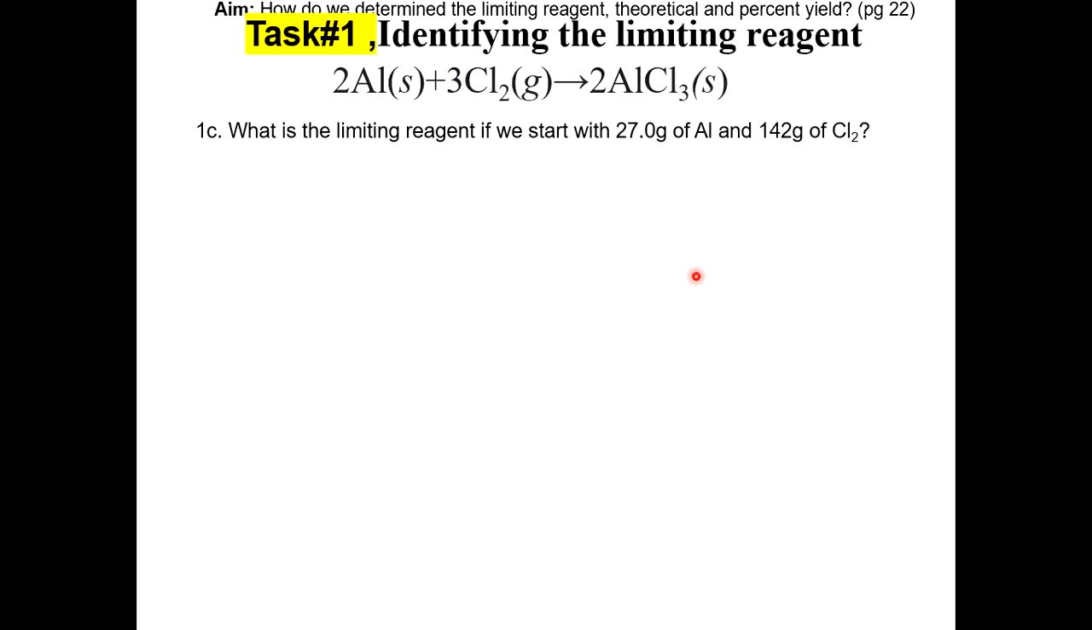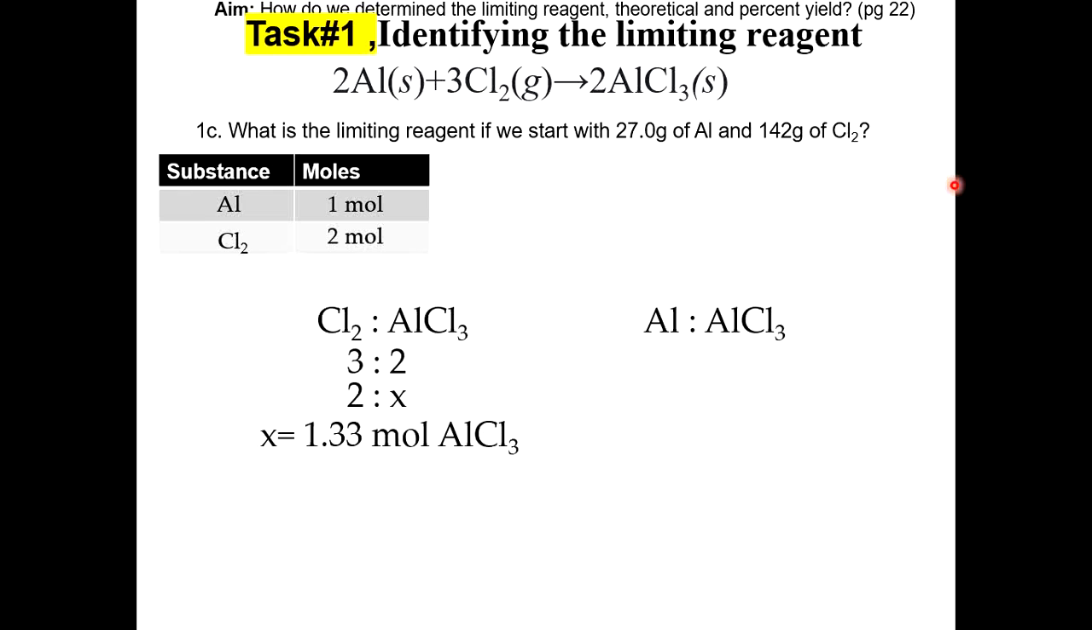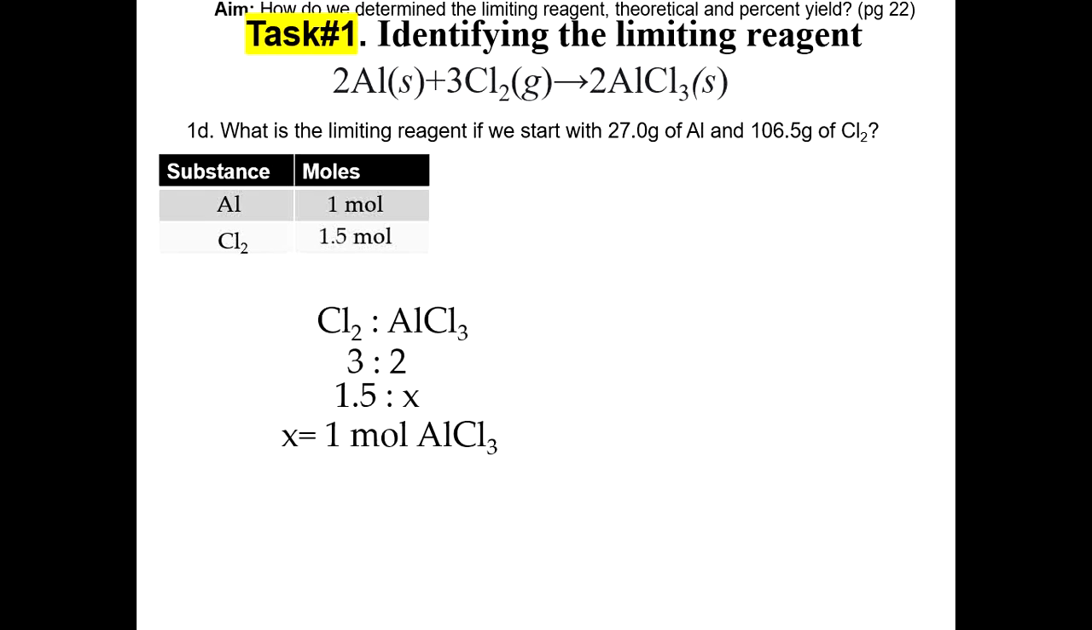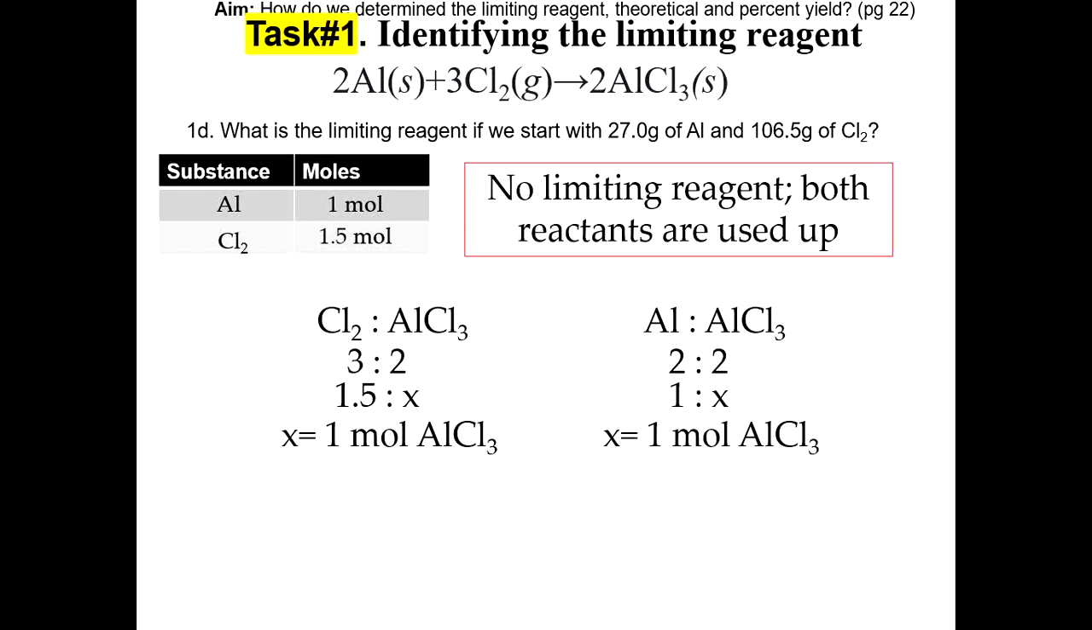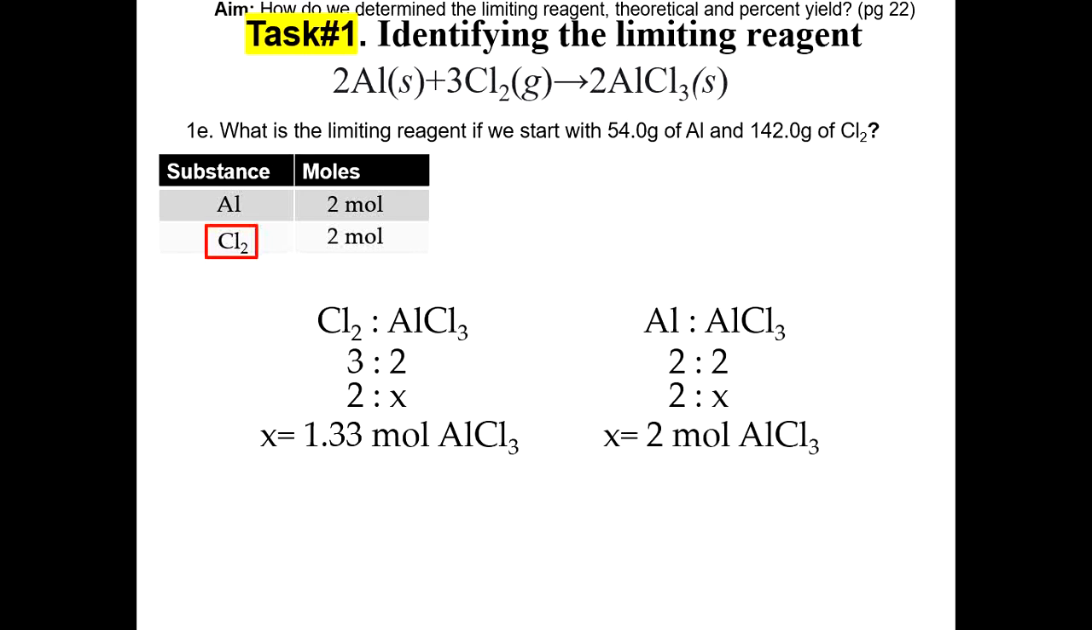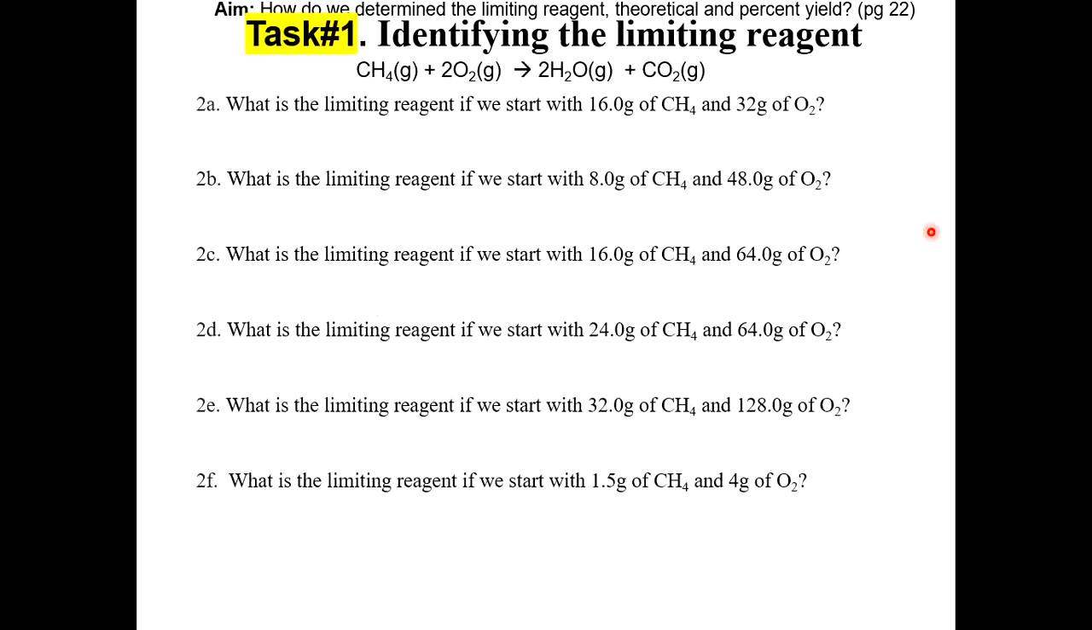Now I want you to finish up all the problems in task 1 on your own. Pause the video and resume once completed. So here's the answers. For 1C, the limiting reagent is Al. For 1D, there is no limiting reagent. For 1E, the limiting reagent is Cl2. Here are the answers to question 2.